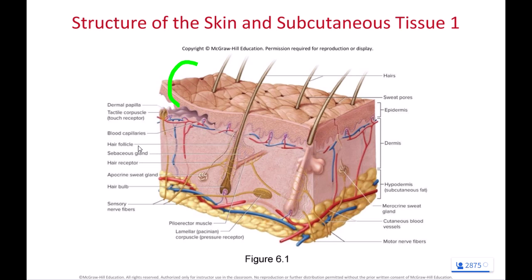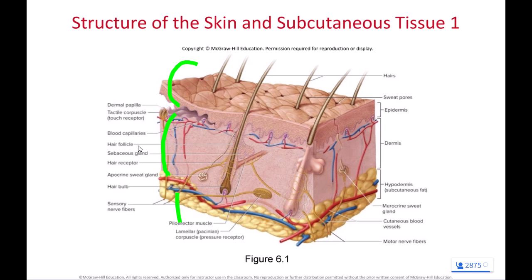Then we have the dermis of our skin. And that dermis is going to be categorized as the living portion in most situations of our skin. The dermis is going to be made of primarily connective tissues with a little bit of epithelial tissues mixed in. And then underneath the dermis, or deep to the dermis, we have the hypodermis.